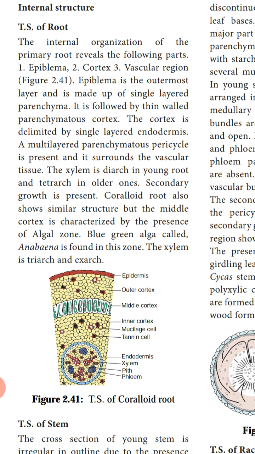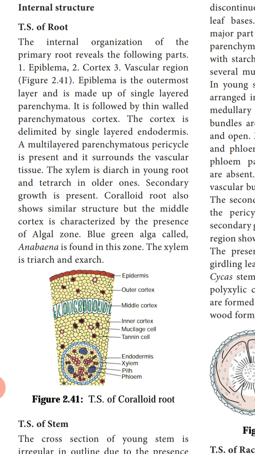So below the epiblema you can find a continuous mass of cortex. The cortex is delimited by a single-layered endodermis, that is the innermost layer of the cortex. It is called the endodermis. So here a multi-layered cortex is present. The innermost layer of the cortex is called the endodermis, that you can see in figure 2.41, represented by the blue layer, a single layer of barrel-shaped parenchymatous cells. So the endodermis is the innermost layer of the cortex, and the cortex is delimited by the single-layer endodermis.